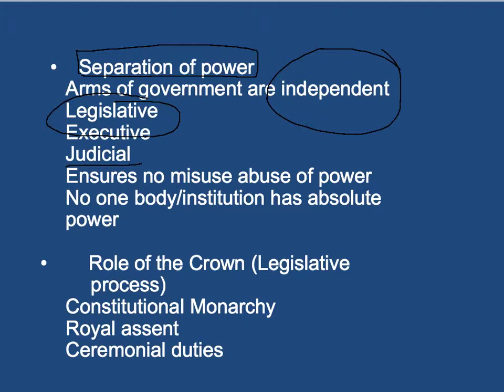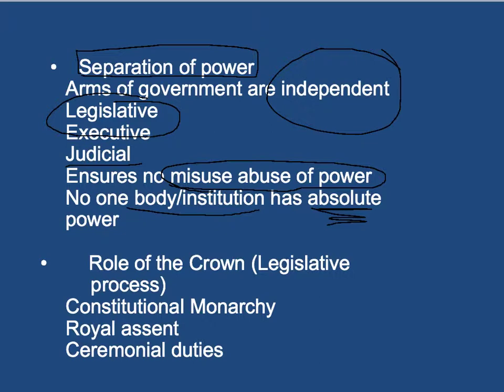The aim of the separation of power is to ensure that there is no misuse or abuse of power. In other words, that no one body or institution has absolute control over all 3, which means that those who make the law are not responsible for implementing the law and are not there for judging the law. So this will ensure that there is no overlap and no misuse of power.